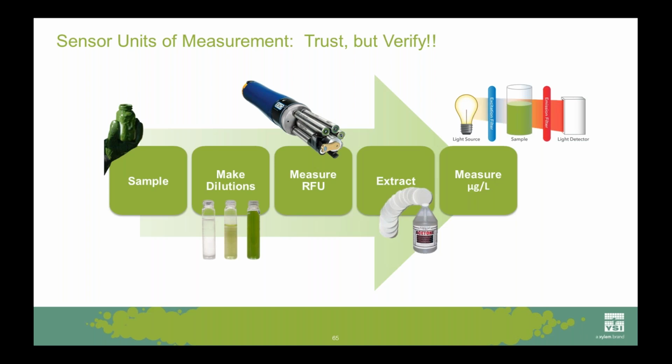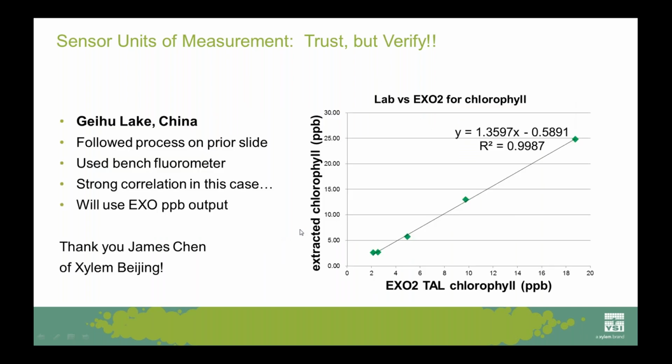And he did this for a lake he was studying. What he did was he collected his own samples, he prepared his own dilutions, and then measured them with the sonde. And then he continued on through the extractions and used a benchtop fluorometer to get that parts per billion. Now, in his case, the results were spot on. The chlorophyll parts per billion delivered by the sonde on the x-axis lined up beautifully with what he got from his field samples. You need to do this because this may not be the case for your samples.